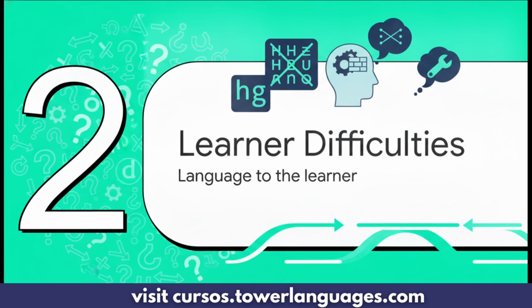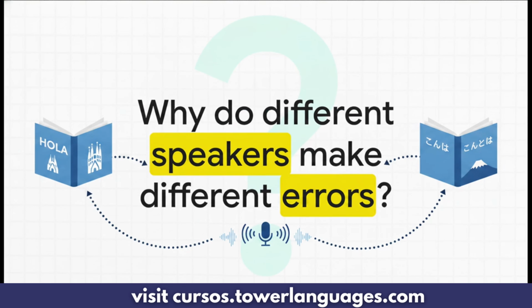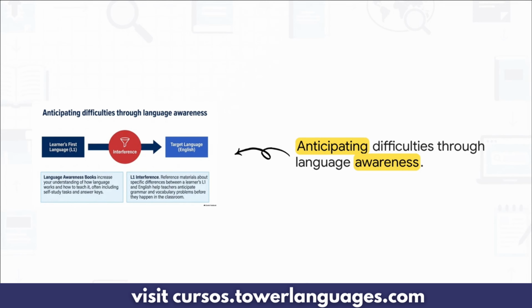All right, moving on to Section 2, anticipating learner difficulties, and shifting our focus from the language to the learner. So I want you to think about this for a second. Have you ever wondered why your Spanish-speaking students make completely different errors than your Japanese-speaking students? It's a fundamental question, and knowing the answer totally changes how you prep your lessons. The secret here is L1 interference.